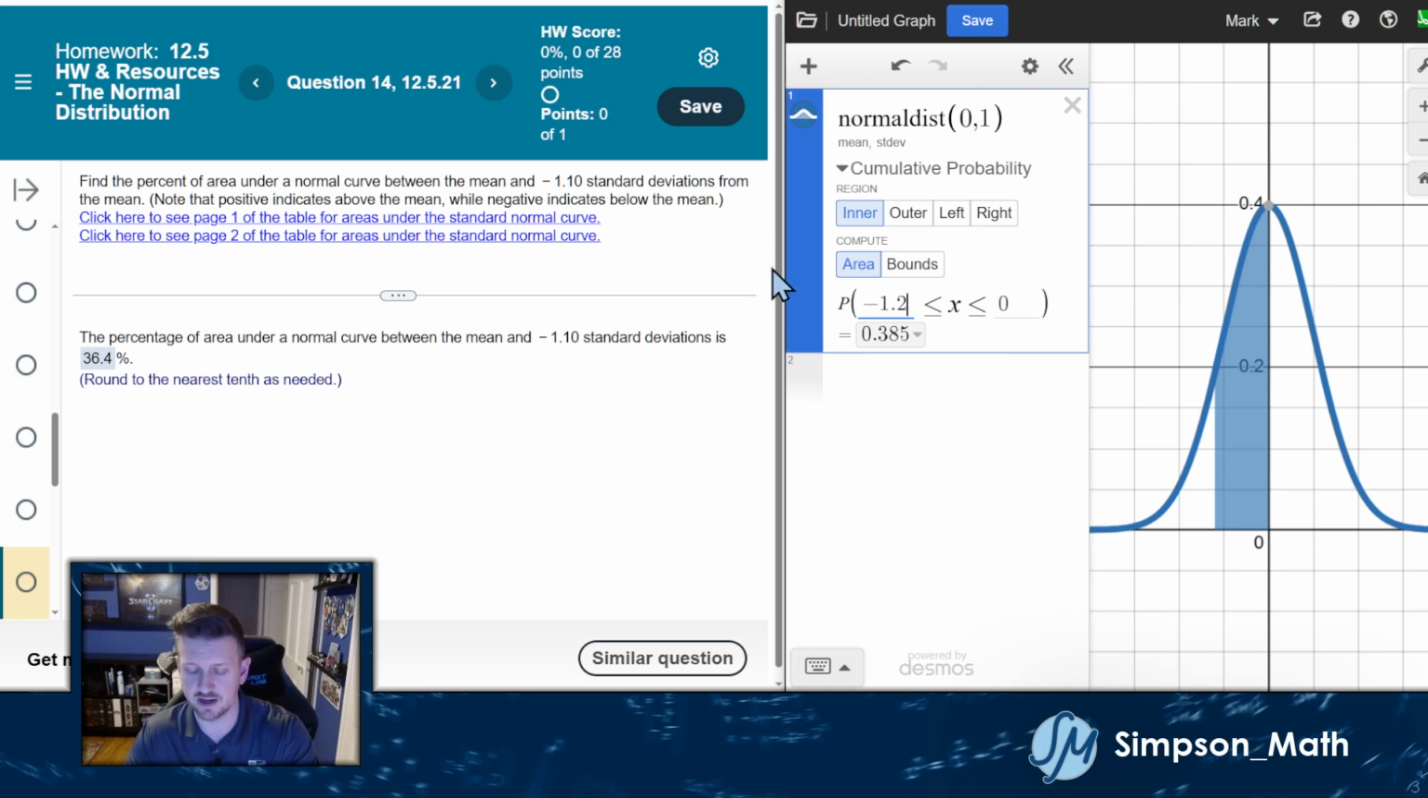Instead of it being just a random number here, this one is below. So this is from negative 1.1, or just 1.1 below. So it is negative 1.1 up to 0. That's where we get the 36.4.